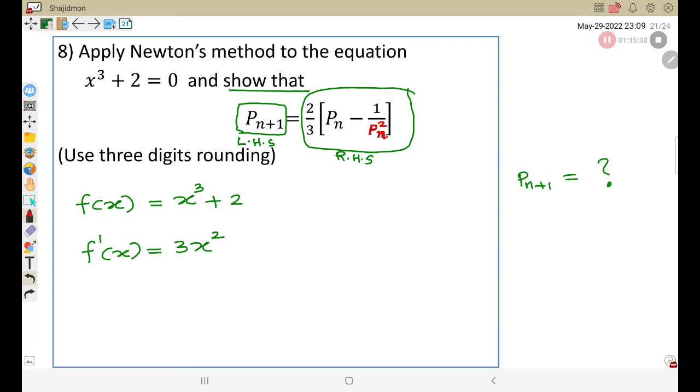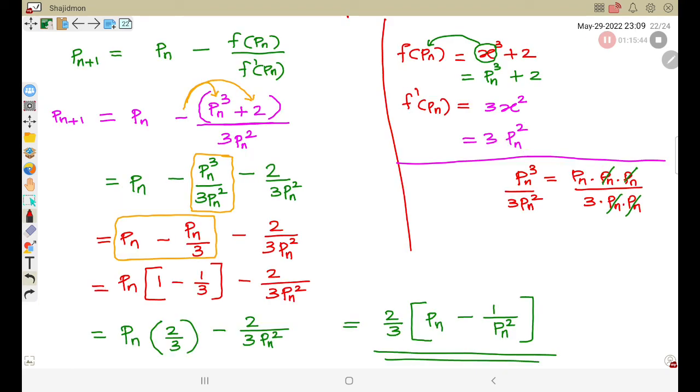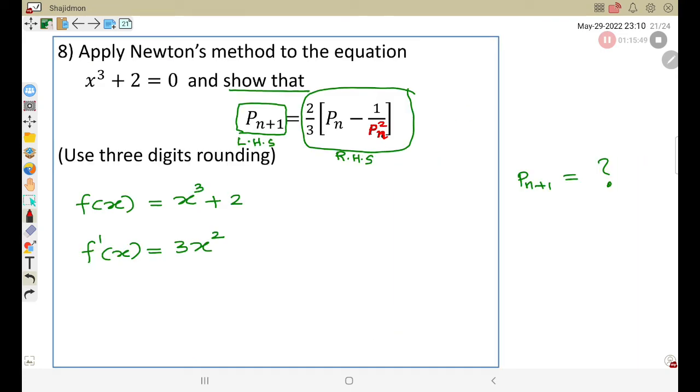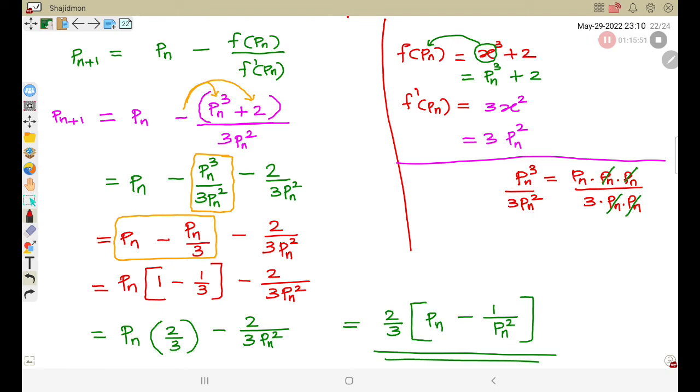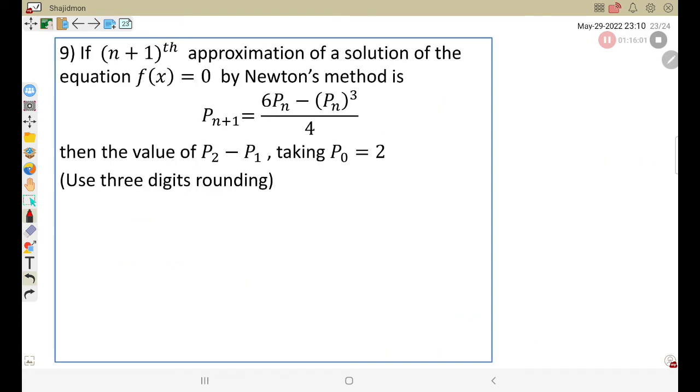So the answer is 2 over 3 multiplied by (Pn minus 1) over Pn power 2. This is what the answer is for this type of question, the theory part question. Okay. Now one more question we will do, same model.